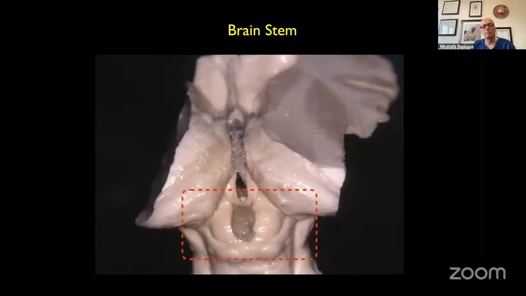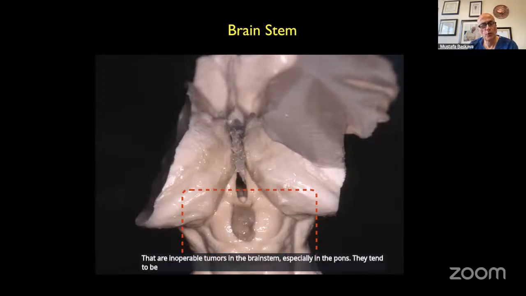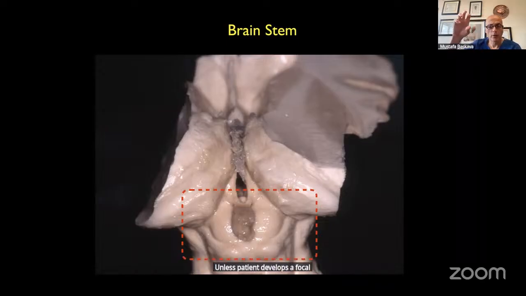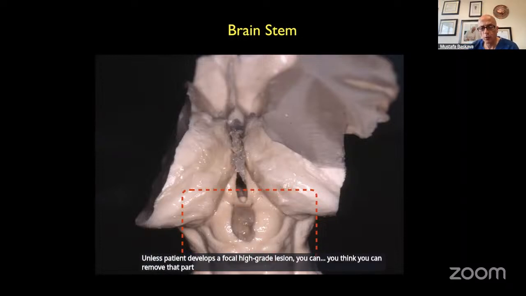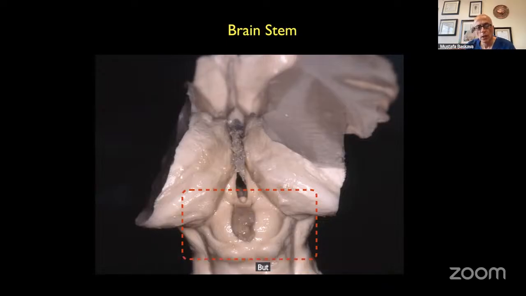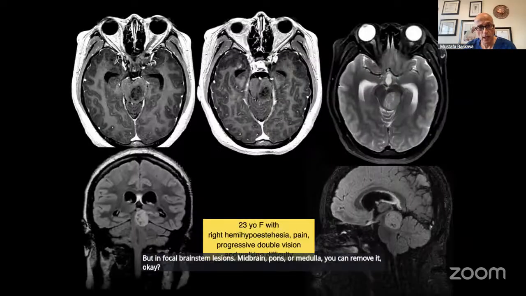And the brainstem. Brainstem is another area we worry about. Yes, there are inoperable tumors in the brainstem, especially in the pons. They tend to be diffuse pontine gliomas. I don't recommend operating unless the patient develops a focal high-grade lesion. You think you can remove that part and help the prognosis. But in focal brainstem lesions, midbrain, pons, or medulla, you can remove it. Okay, so this is the case.